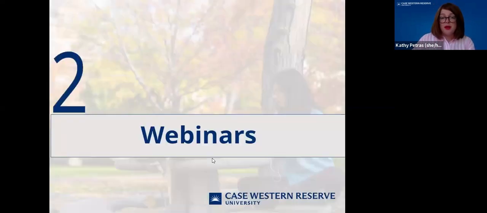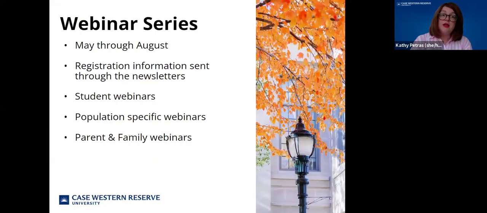The second part of our online orientation process are webinars. These preparing for CWRU webinars are the first of those. We have a variety of webinars that will take place over the summer that students and their family members can attend together. Some will be directly for our incoming students, and then we will also have some that are just for parents and family members of our incoming students. These webinars will flow through August. Registration information will be sent through our orientation newsletters. And as I mentioned, there are student webinars, parent and family webinars, and also some population-specific webinars. We'll continue to send updates related to all of those through our orientation newsletter.